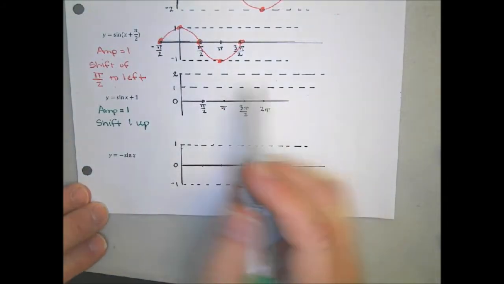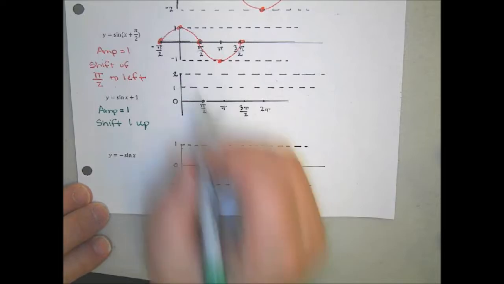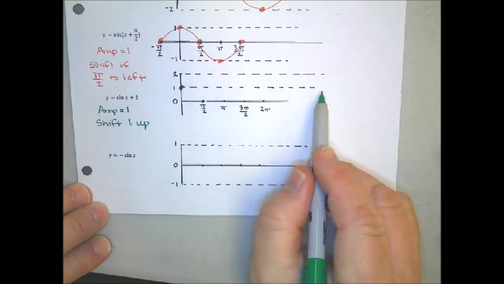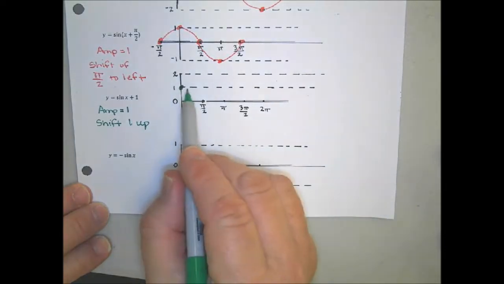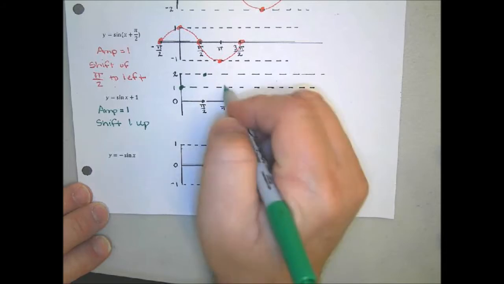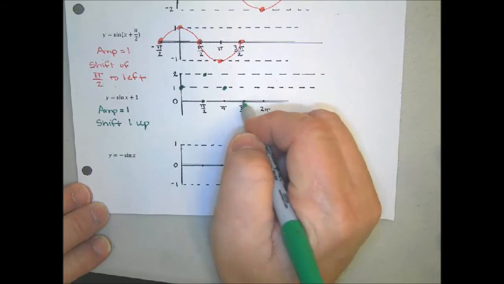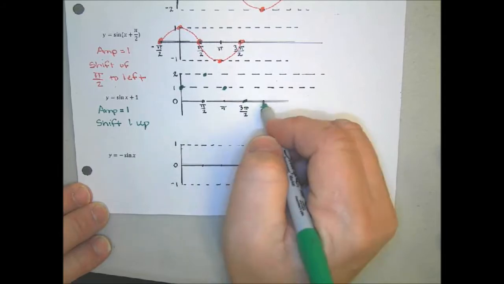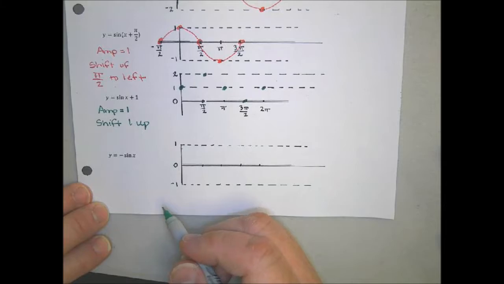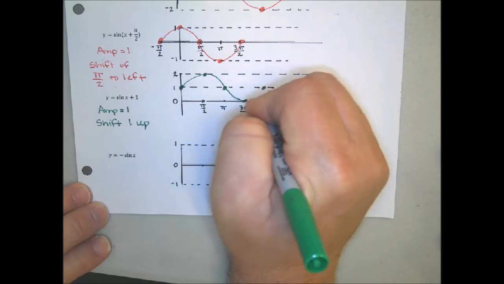So what would normally start here at the origin now starts at 1. In fact, my middle line right here now is the line where I'm going to have 3 points. I'm going to go up to 2 at pi over 2. I'm going to come back to 1 at pi. I'm going to go down to 0 at 3 pi over 2. And I'm going to go back to 1 at 2 pi. So my graph looks like that.